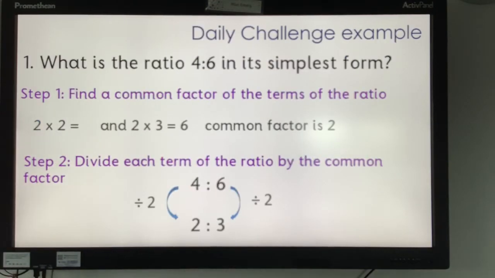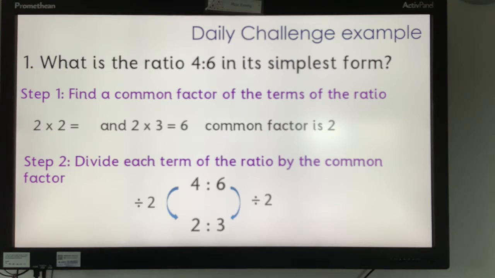So, we're going to go through the examples together and then you're going to have the chance to do it independently. Today we're going to look at ratio in its simplest form and equivalence, but we're not going to have pictures and diagrams this time, we're going to look at just the ratios. So if you find it really tricky, it might be worth watching yesterday's video again with all the pictures and diagrams used to explain it, and then have another go.